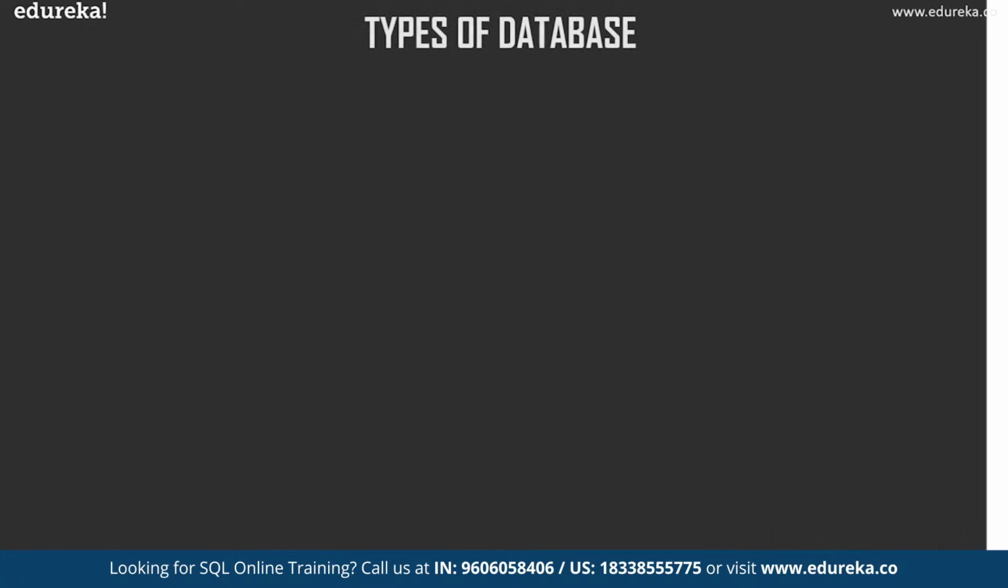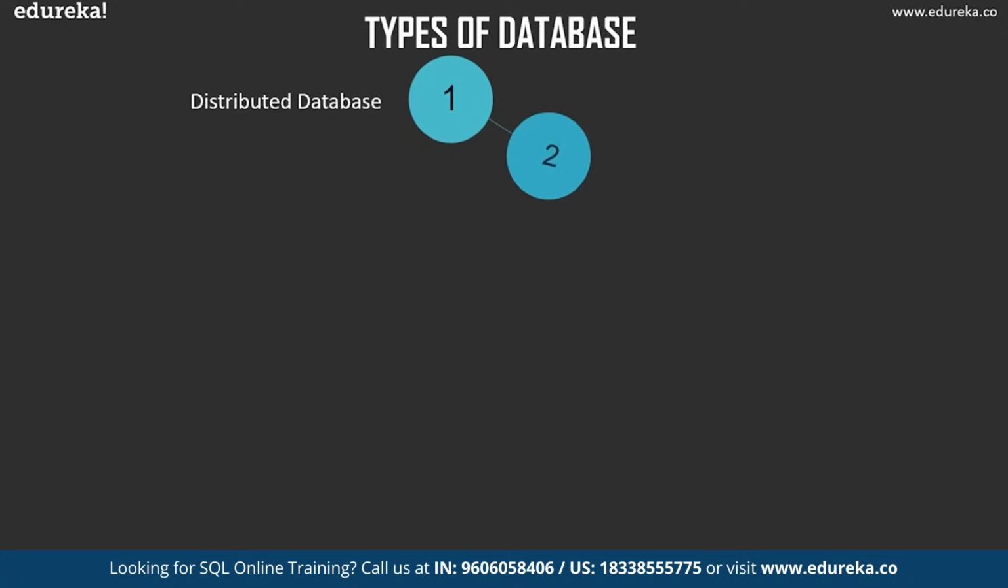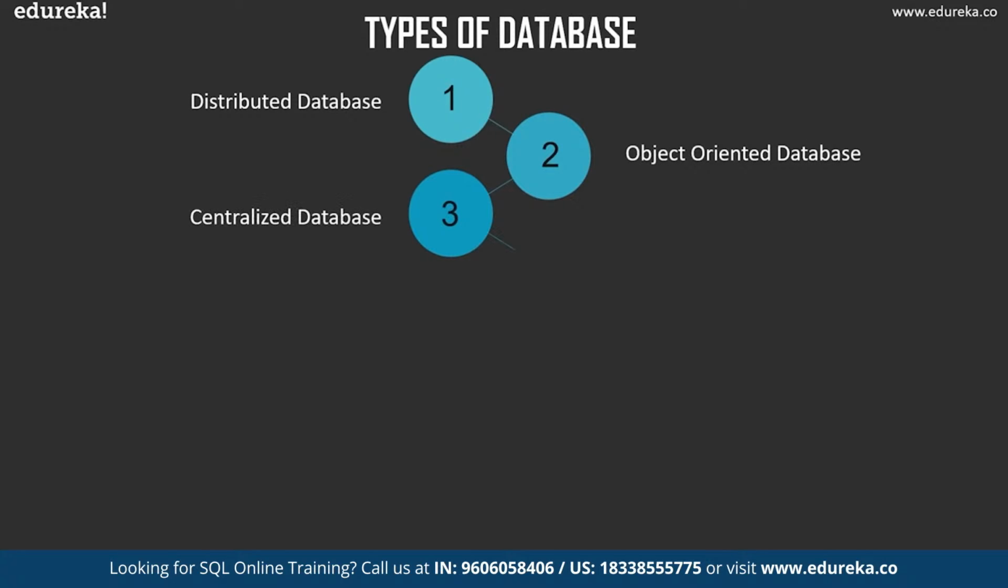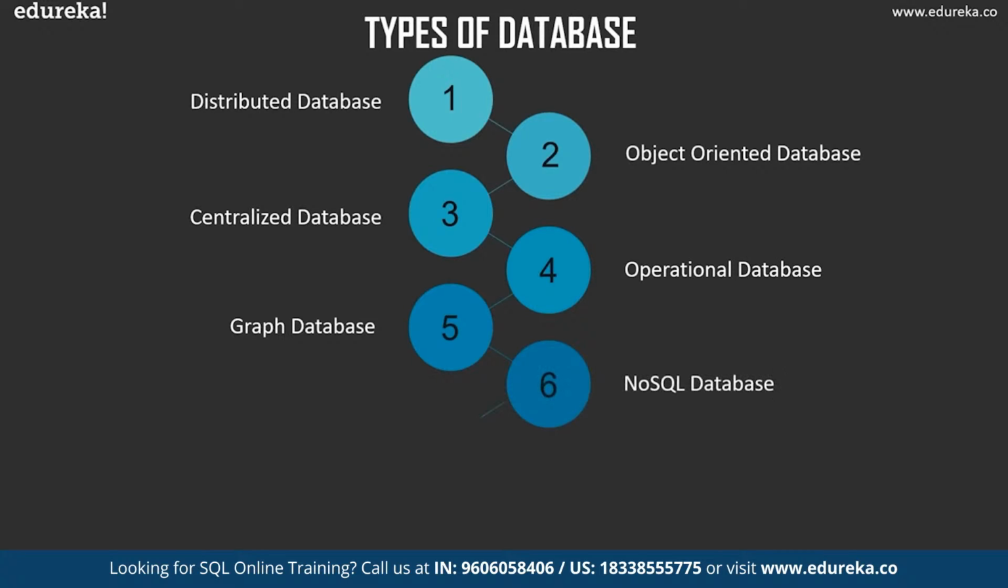Next, I'm going to talk about different types of databases. There are different kinds of databases that are in use today. And these databases are classified based on capabilities, features, functionality, size, and performance. So few of them are distributed database, object-oriented database, centralized database, operational database, graph database, cloud database, NoSQL database, and finally, relational database. Among these databases, the two popular types that are widely used are first one, relational database, and second one, NoSQL database. Relational databases generally use SQL language, and we're going to learn more about it in the coming modules.